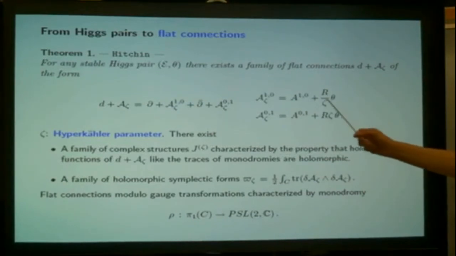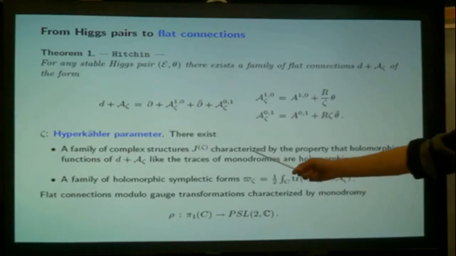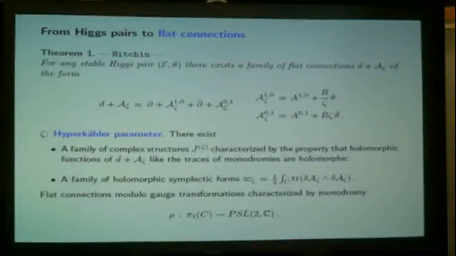We're introducing convenient parameters here, basically following Andy, Davide, and Greg, where zeta is the hyperscalar parameter. So there exists a family of complex structures in terms of this picture of the Hitchin moduli space, which are characterized by the property that holomorphic functions of the connection, like for example traces of monodromies, are holomorphic.